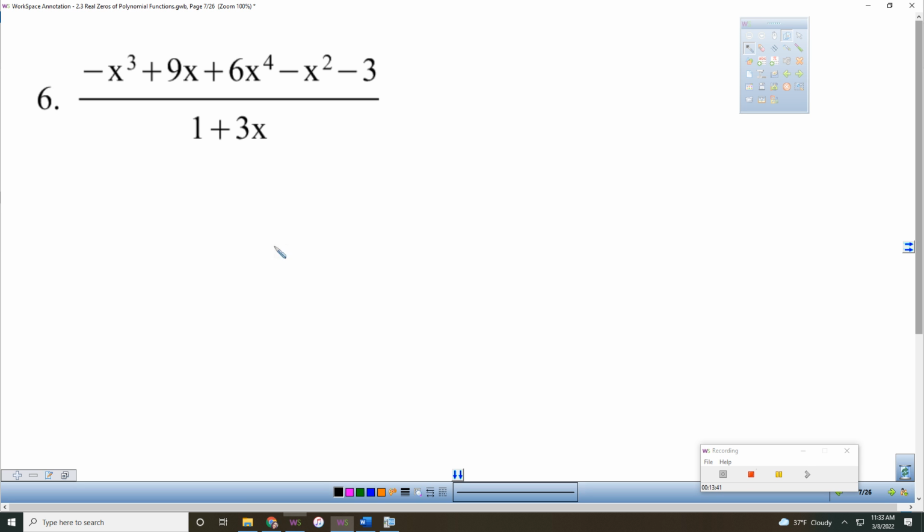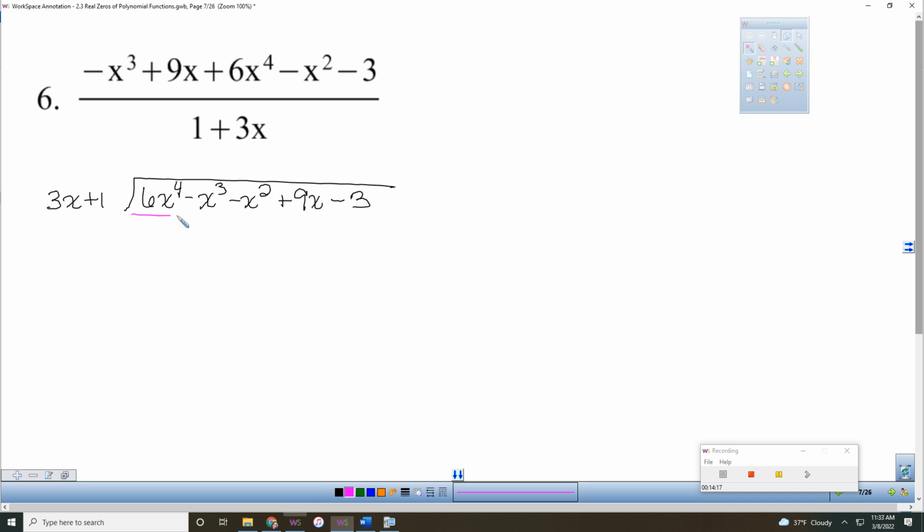All right. So I have a 1 plus 3x out front. If you don't like that, you can do the 3x plus 1, and I think that's what I'm going to do. So I'm going to put this in order. I'm also going to make sure that my dividend is in order as well, so I should start with this 6x to the 4th, and then the minus x cubed, then the minus x squared, then the plus 9x, and then minus 3.